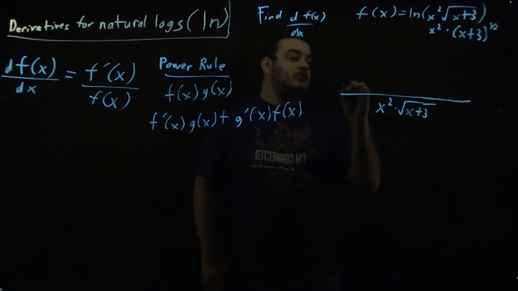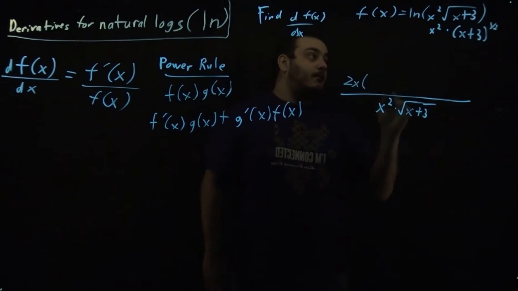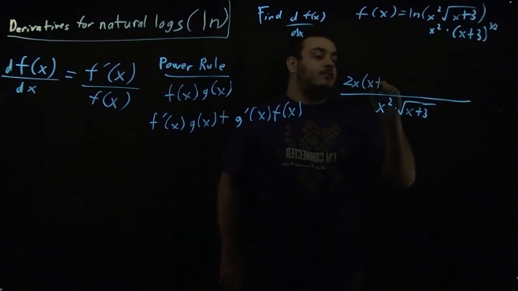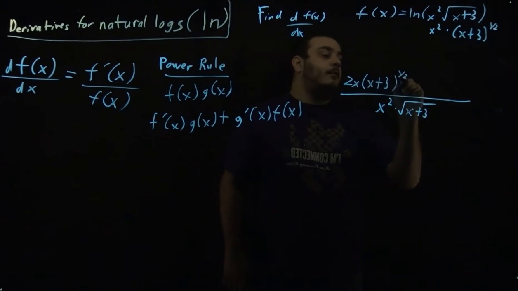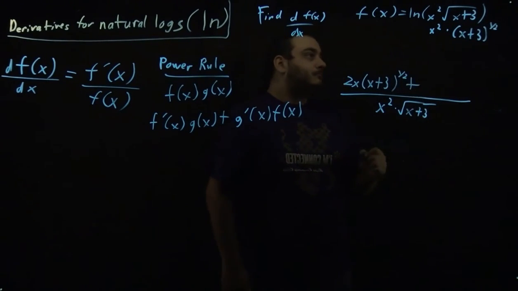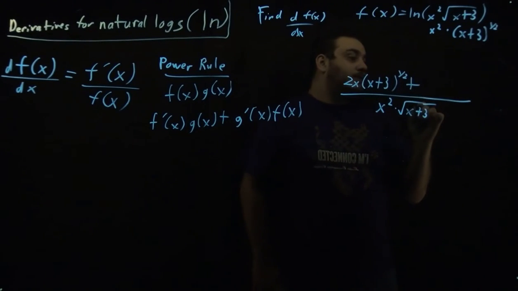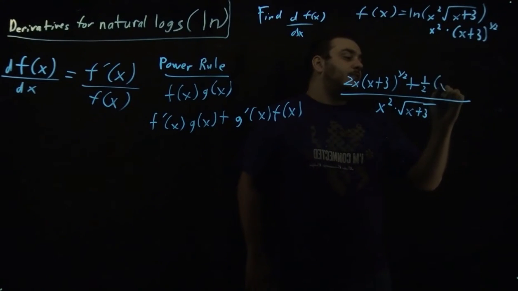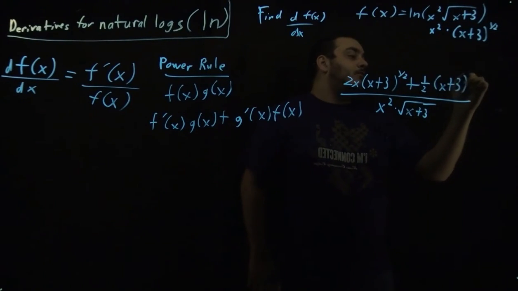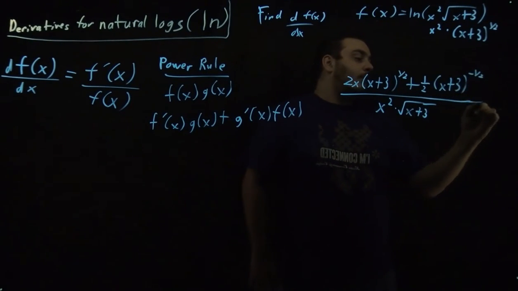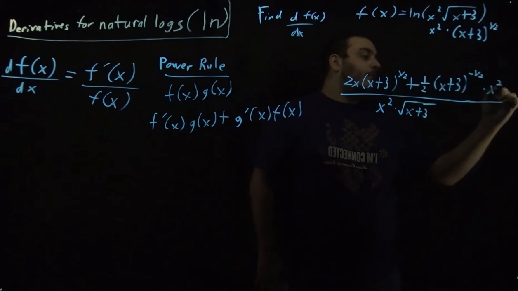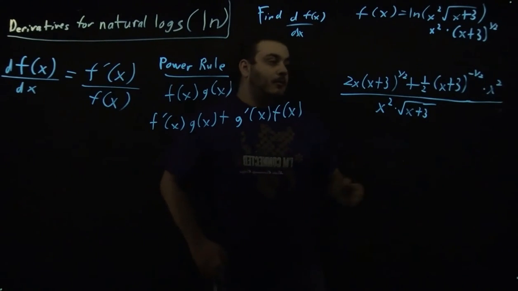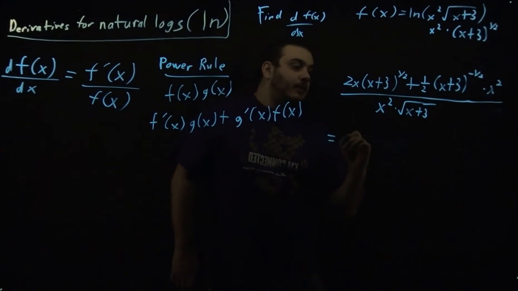The first one, 2x, because that's the derivative of x squared, times x plus 3 to the 1/2, plus the g derivative of x, which is 1/2 times x plus 3 to the negative 1/2 times x squared. Alright, then all we do is we just simplify it a little.